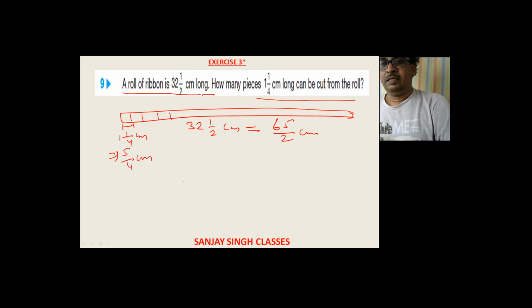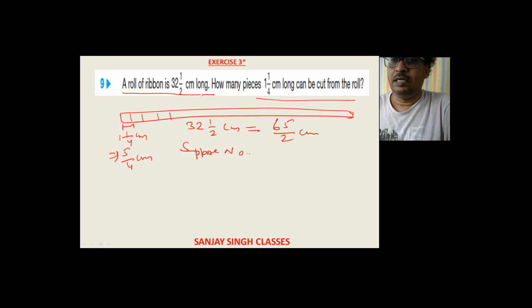Again, suppose the number of pieces is equal to n, then it means n into 5 by 4 centimeter will give us the total length 65 by 2 centimeter.